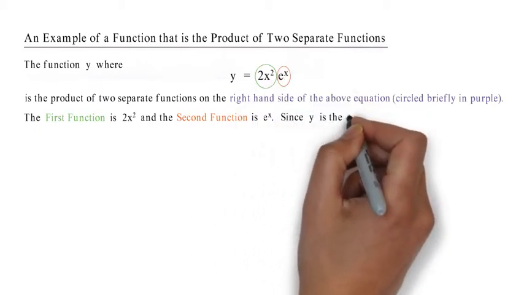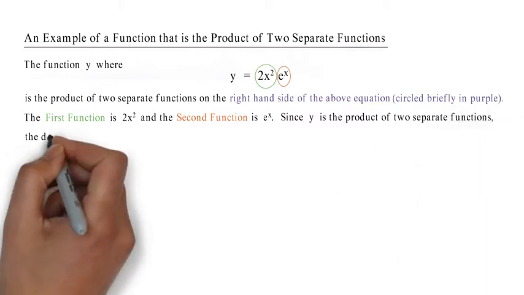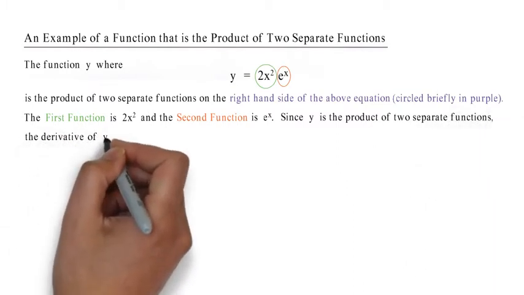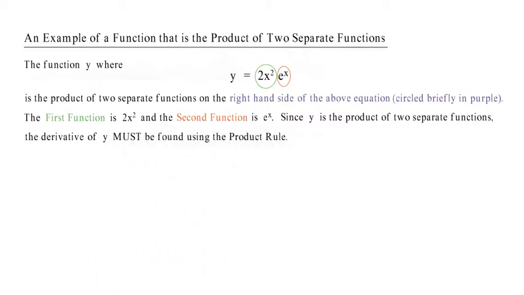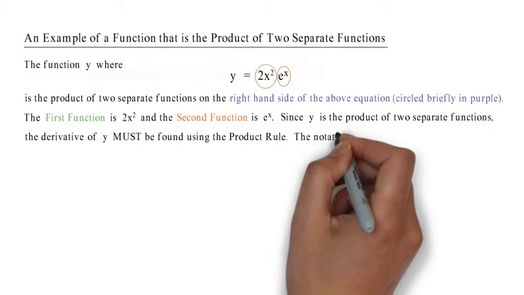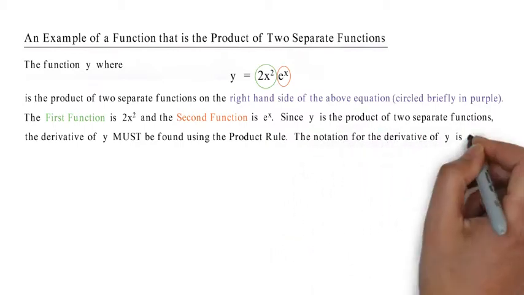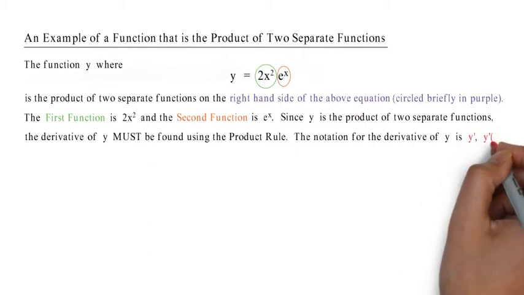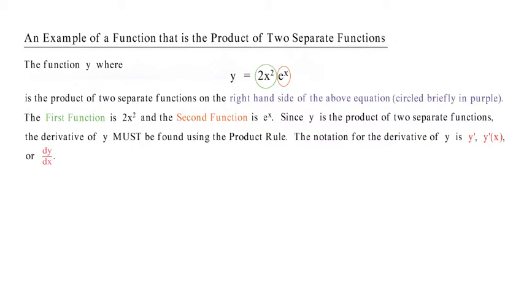Since y is the product of 2 separate functions, the derivative of y must be found using the product rule. The notation for the derivative of y is y dash x, or dy by dx.